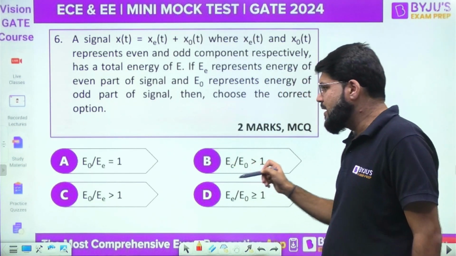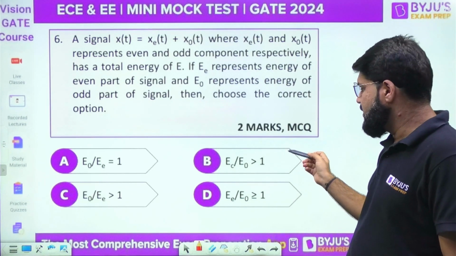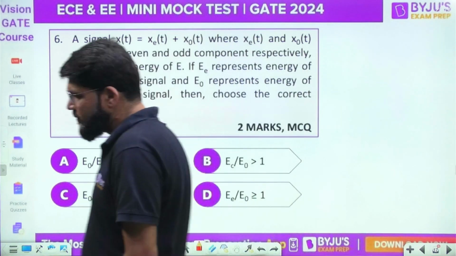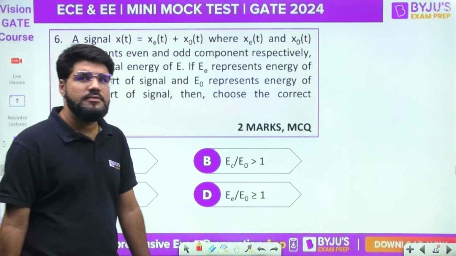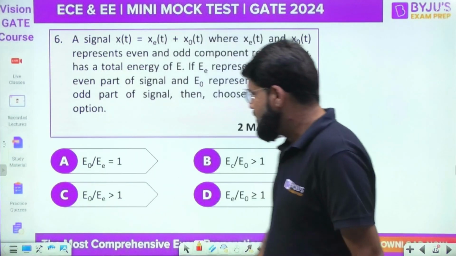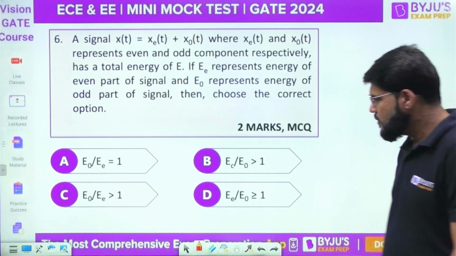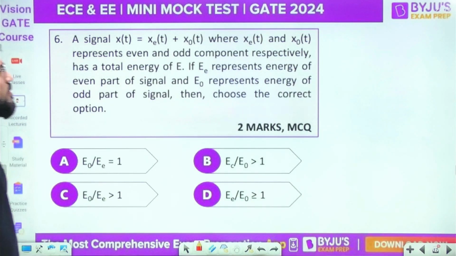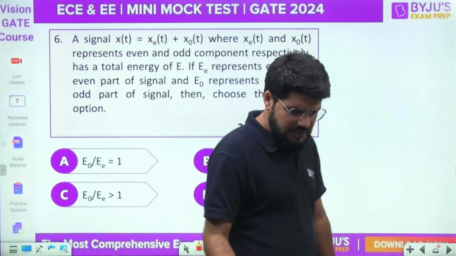What is the relation E_o by E_e? Whether it is 1, greater than 1, greater than or equal to 1, less than 1, whatever it is, we need to check that. That is what we need to check. So now guys, come to this picture.